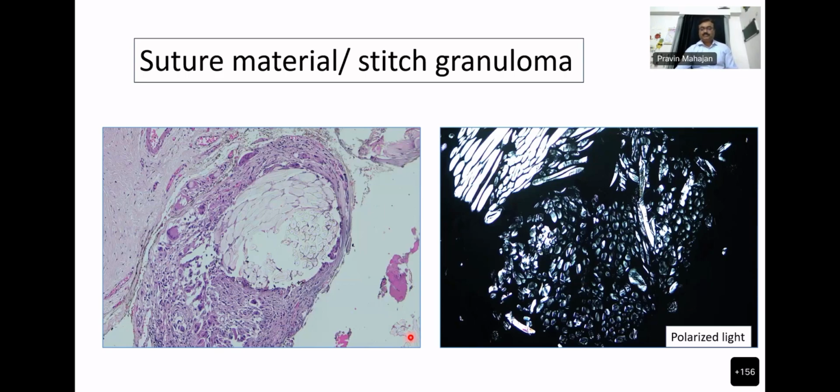Otherwise, on microscopic inspection, if you see it, that means something was done to this patient prior, or there was some surgical intervention in this patient.